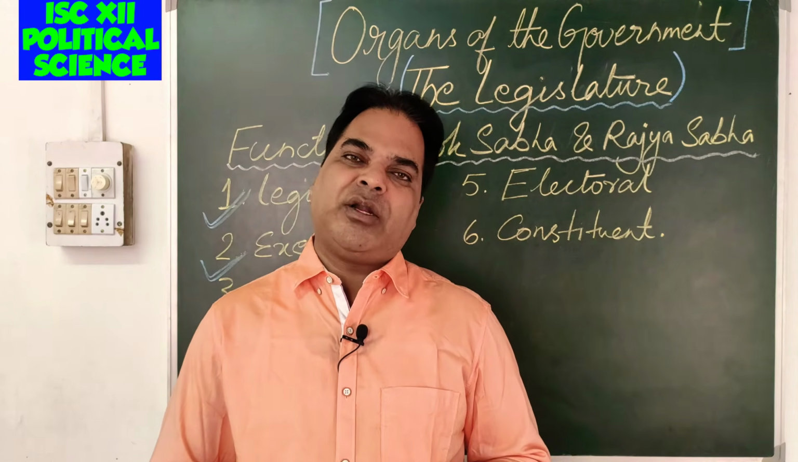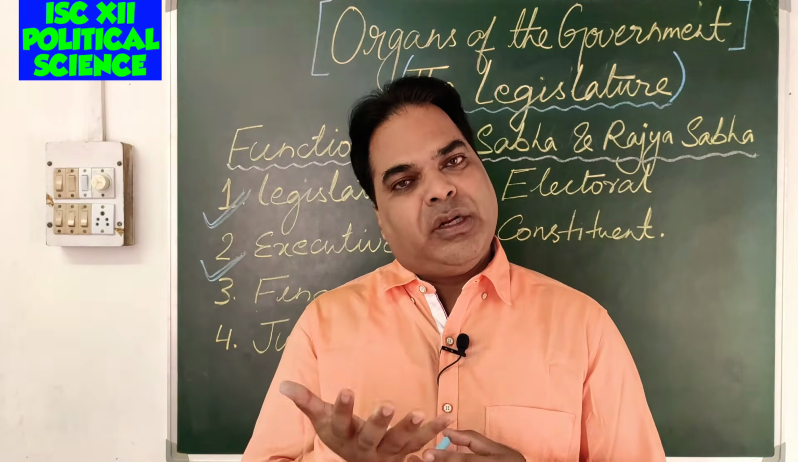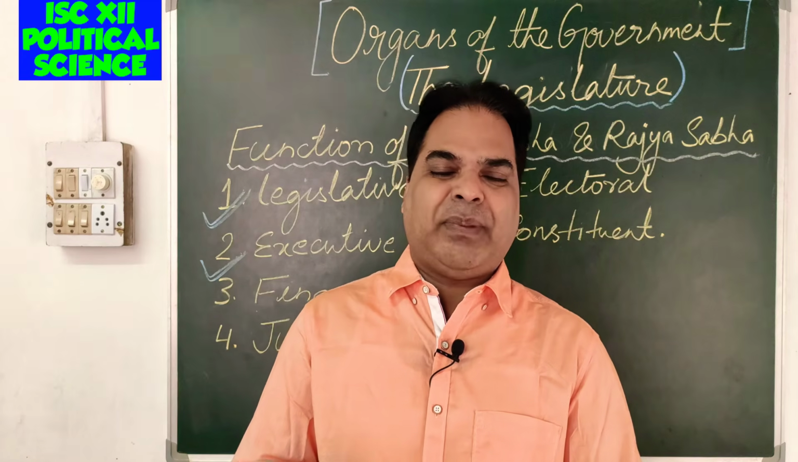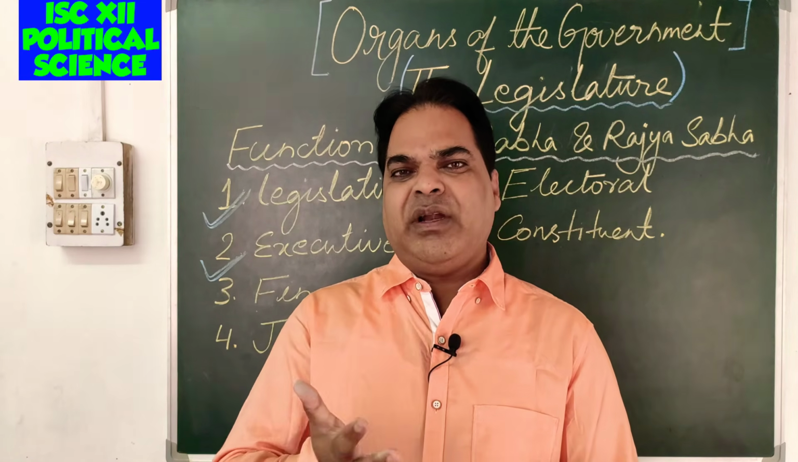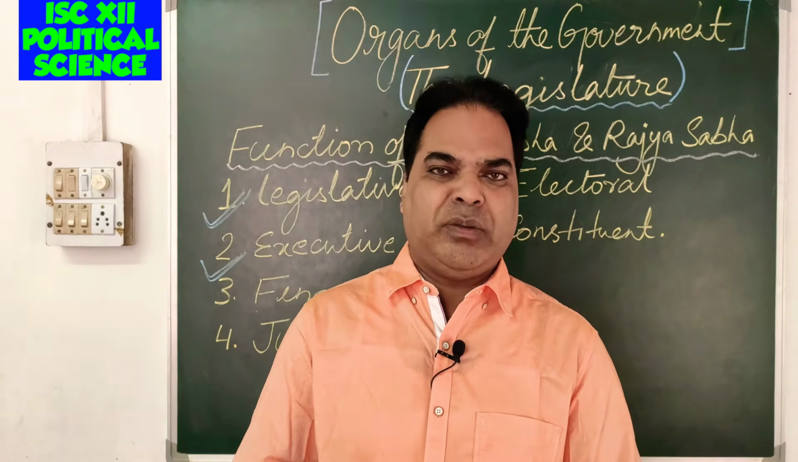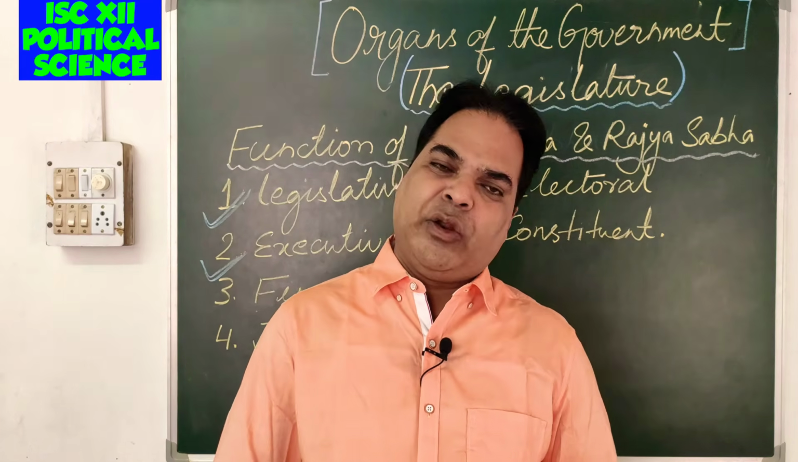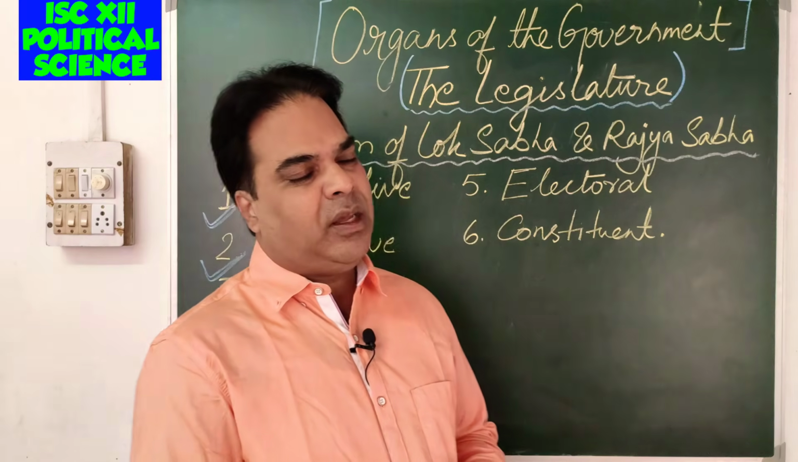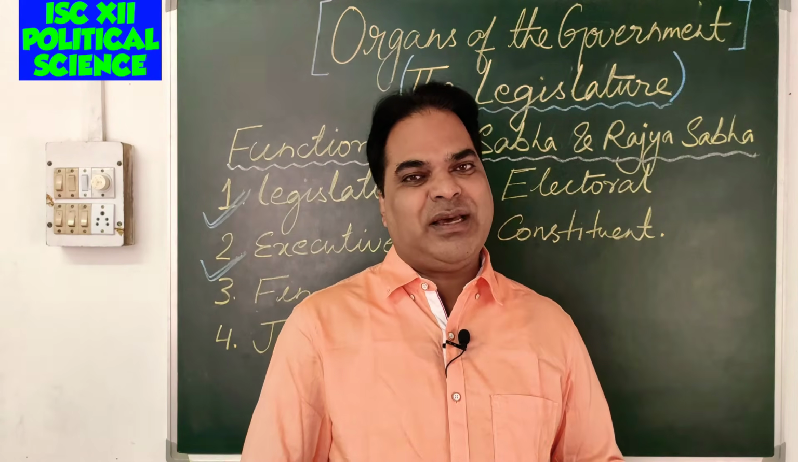Right? So Lok Sabha controls the executive through different methods, like debate, discussion, question hour, passing a vote of no confidence, and different motions, like the censure motion and adjournment motions. A lot of motions are there in the Lok Sabha. So that way the executives are controlled by the Lok Sabha as well as the Rajya Sabha.